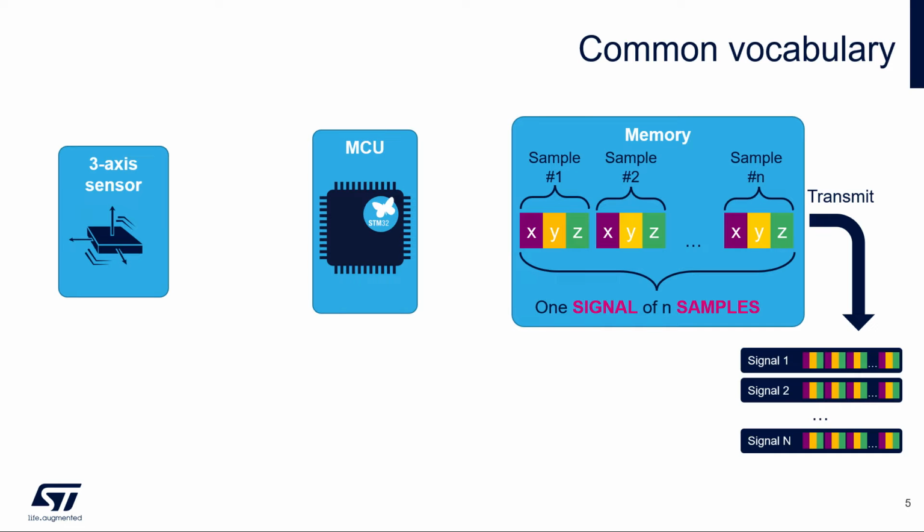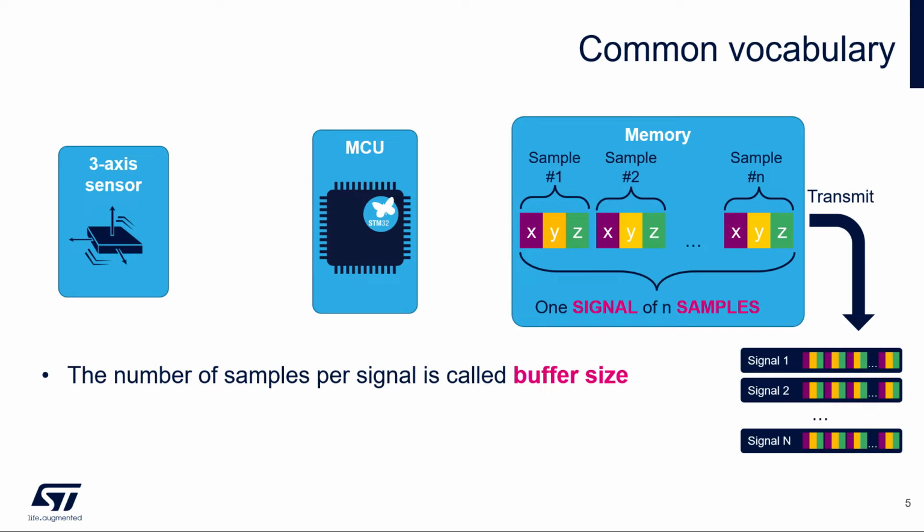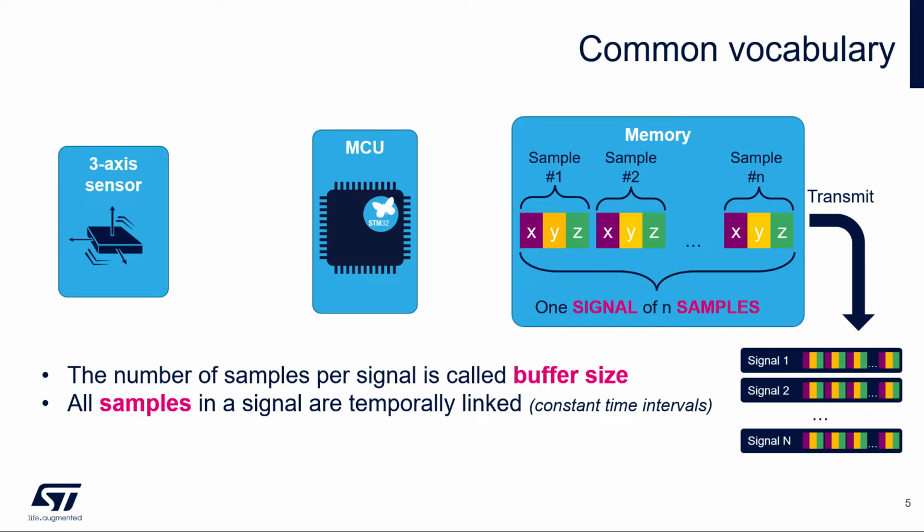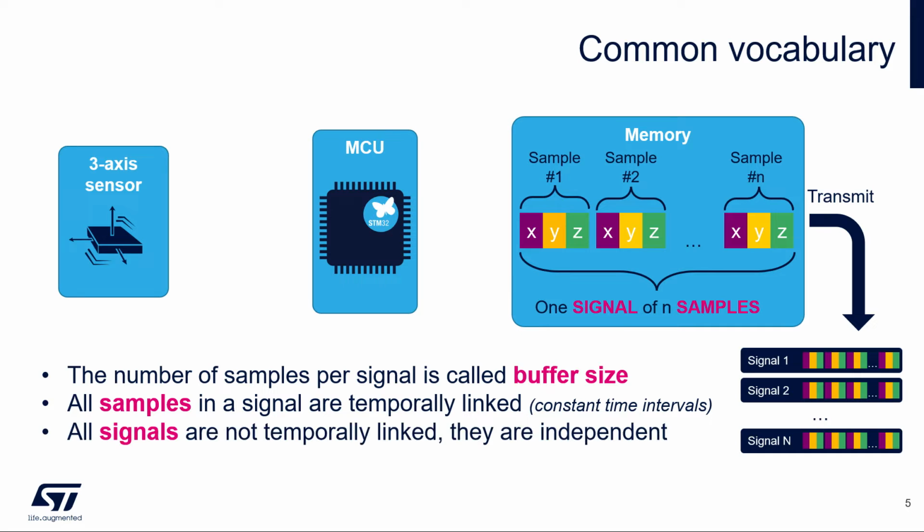A signal, or signal example, or learning example, which are used interchangeably, thus refers to a collection of several temporally consecutive samples. The number of samples per signal is called the buffer size. Samples are temporally linked while signals are not. They are independent, and their size in terms of number of samples and duration should be suitable to represent a state of a system.